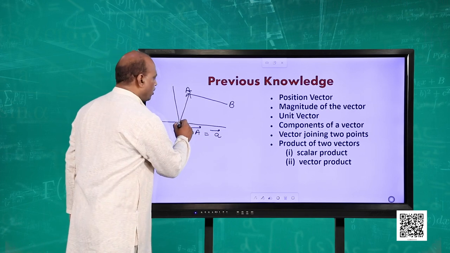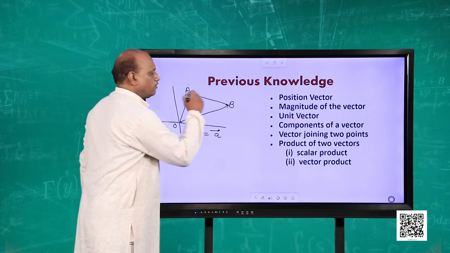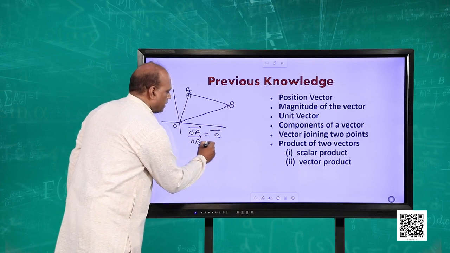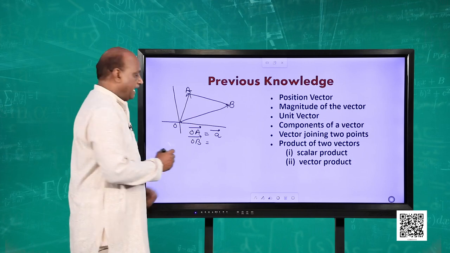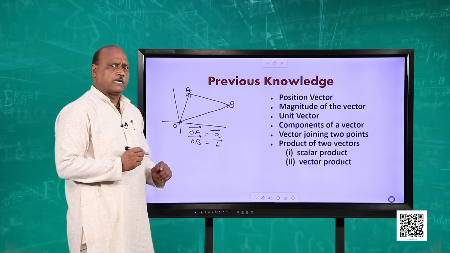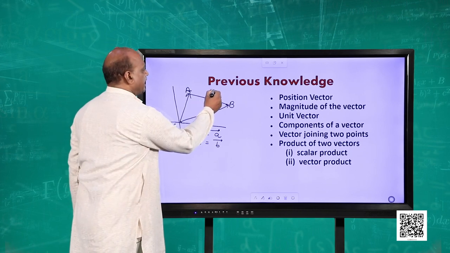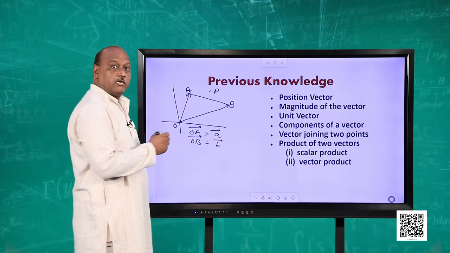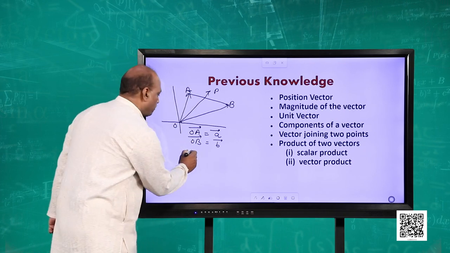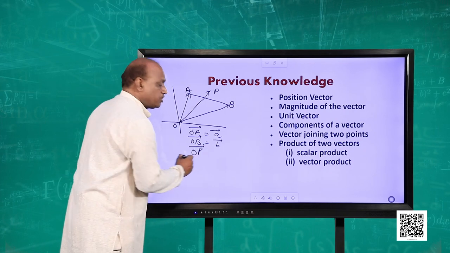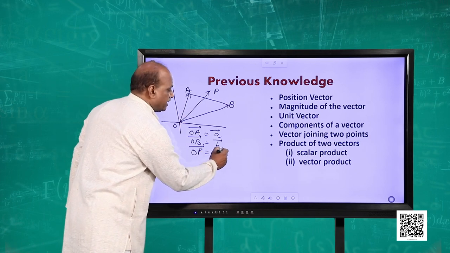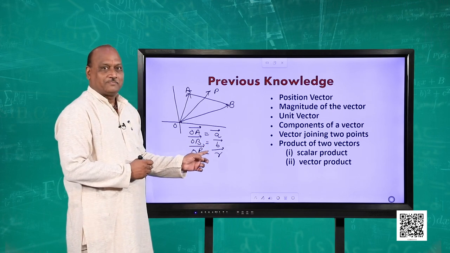Same, position of point B from origin, OB, is position vector of B, and it's also denoted by vector B. In general, let P be any point and position of P from origin means OP is position vector of P, and in general, it's denoted by vector R.